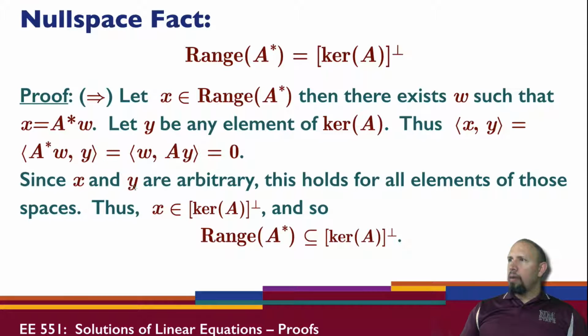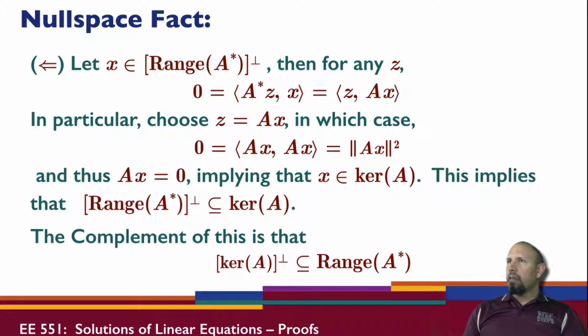Since x and y are arbitrary, this holds for all elements of those two spaces. Therefore, x is in the kernel of A orthogonal complement. It is orthogonal to every element in the kernel of A. Since it's true for any element of the kernel of A, it's true for all elements of the kernel of A. So x is in this space. So we have shown that this space is contained in this space. Okay, we started off with an element here. We showed that it must be in here.